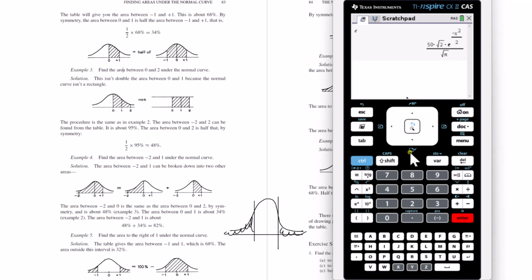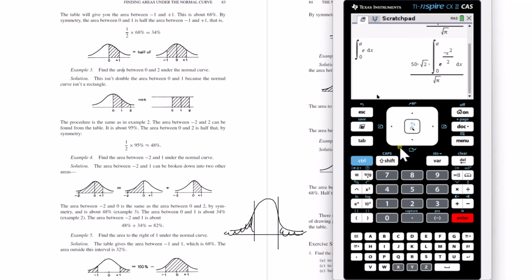So if we want to calculate what's the area from 0 to 1, which we know is 34%, we want to calculate what the z-score is. How do we do that? We go to this integral with the equation e with respect to x. We know that it's going to go from 0 to some number. So this is going from 0 to some unknown a.